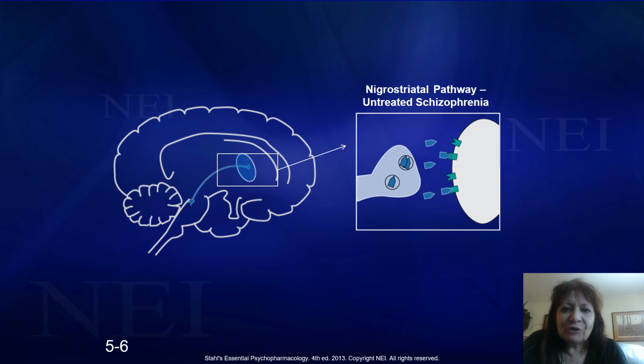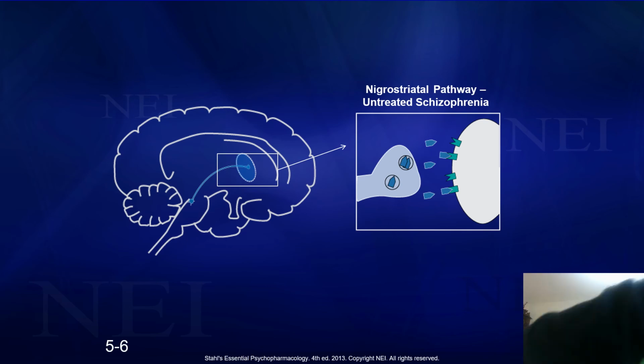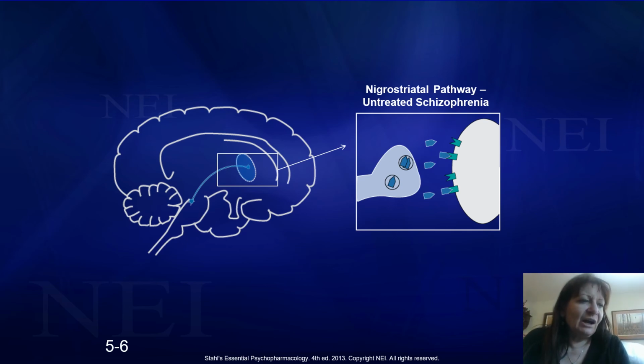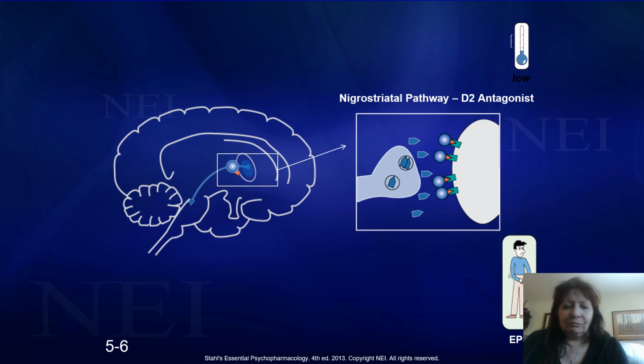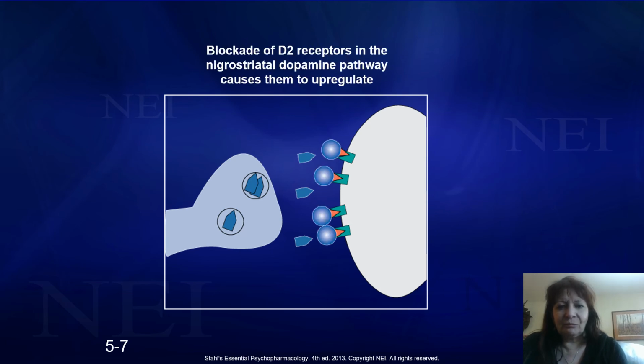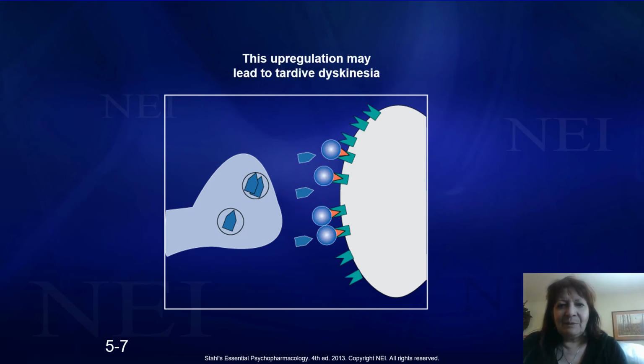In the nigrostriatal pathway, shown here, this is typically not affected in schizophrenia. However, if you treat it with an antipsychotic which blockades the D2 receptors, you will end up with EPS. Long-term blockade here causes upregulation of the D2 receptors in the neurons as they attempt to overcome the drug-induced blockade of its dopamine receptors. This results in tardive dyskinesia. And that's what's happening in this slide.